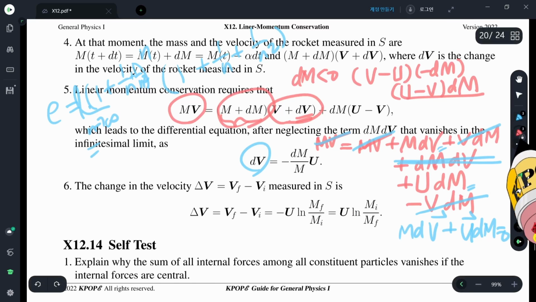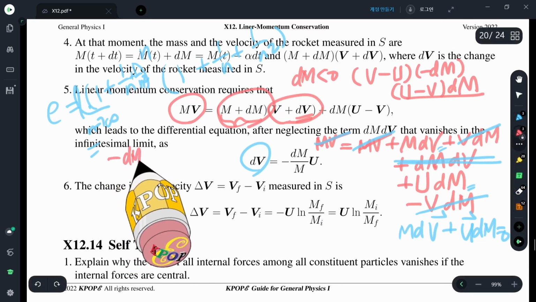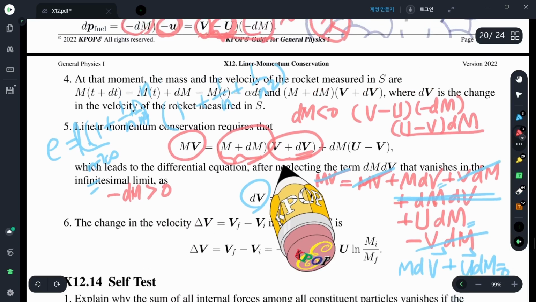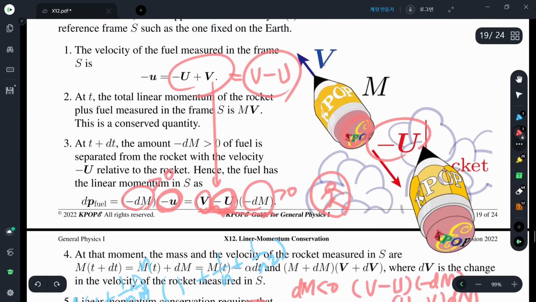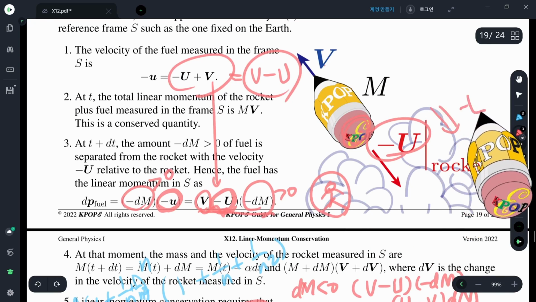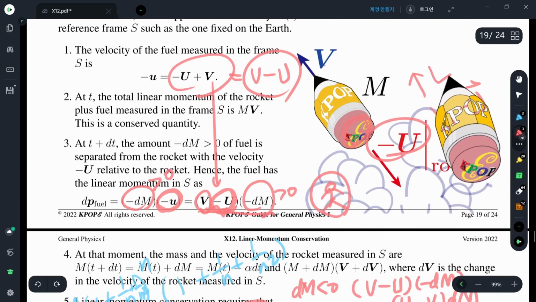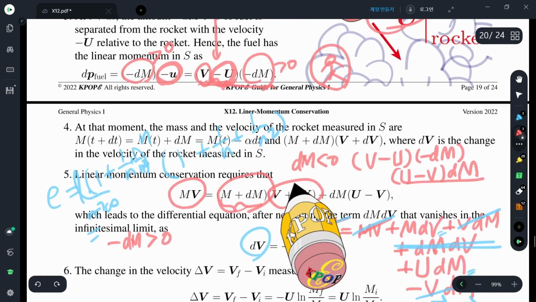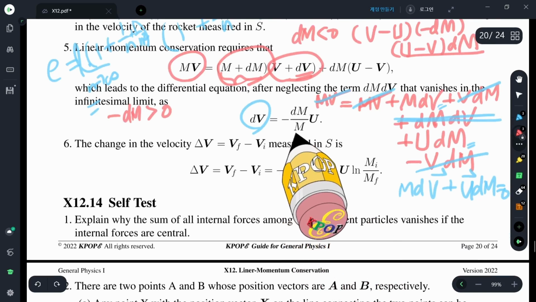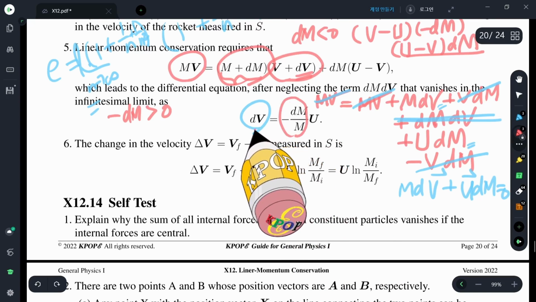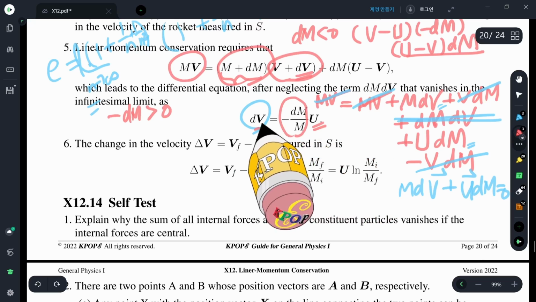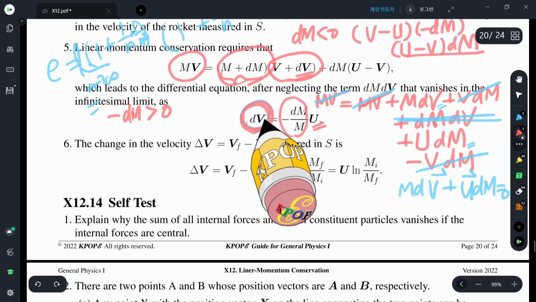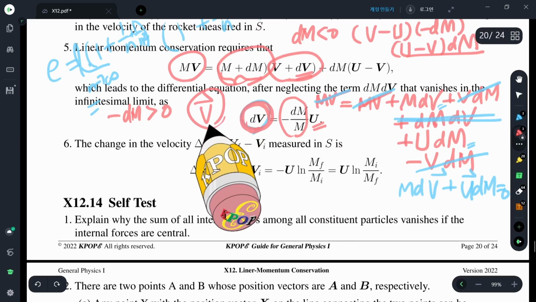So don't be confused. Minus dm is a positive number. And if you look at this figure, gas is going backward with u. So that means u is parallel to the rocket's velocity. Hence, this is positive, and u is parallel to v. So this change in velocity of the rocket is parallel to v. So it is accelerating.